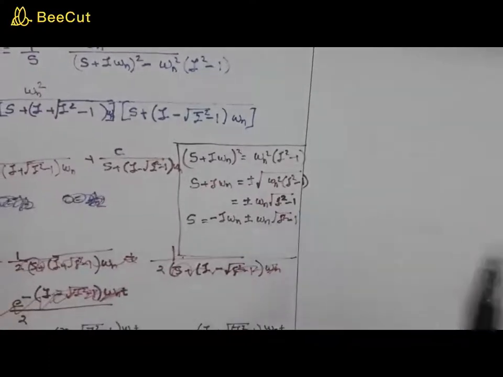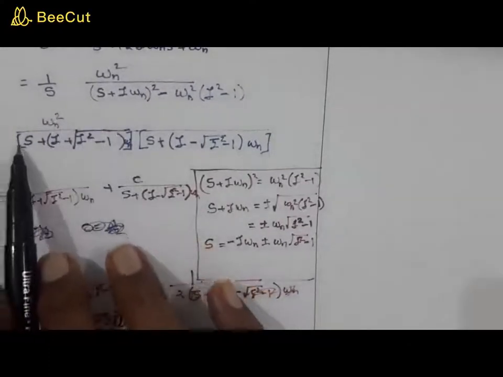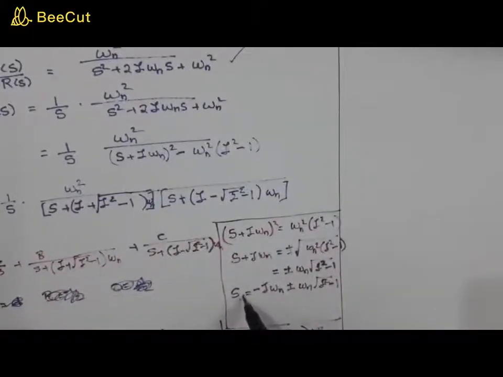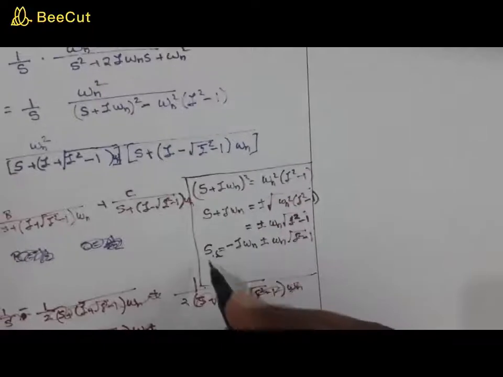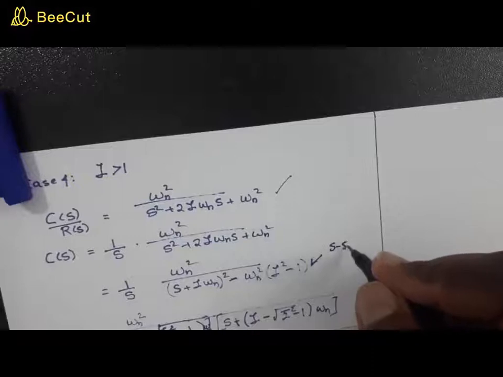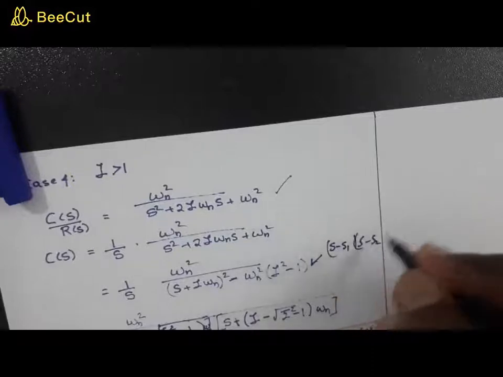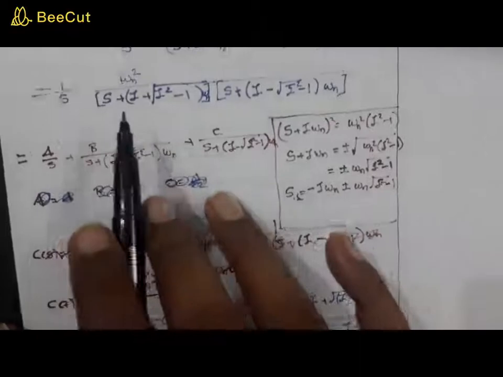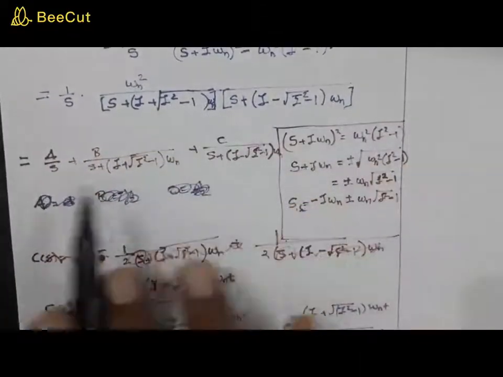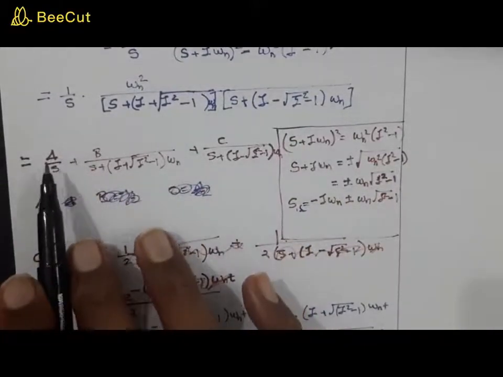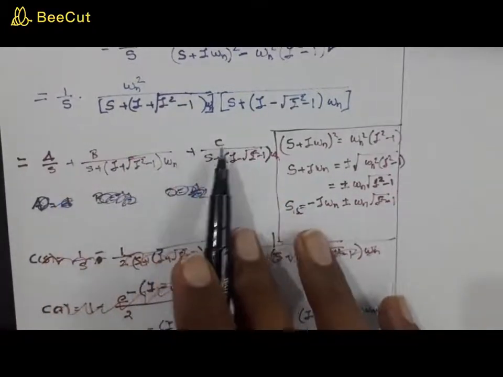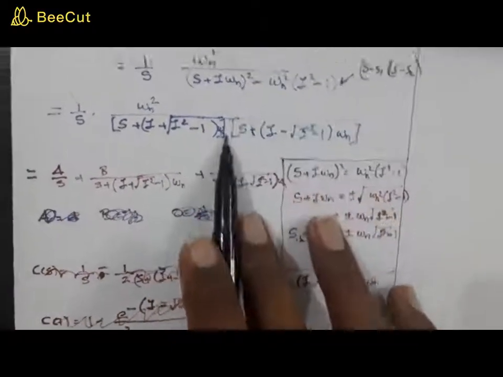You can call these s1 and s2, the two roots. So this term can be factorized and written as s minus s1 into s minus s2. In that way I have written it like this. Now this can be resolved into three partial fractions: a by s, plus b divided by s minus s1, plus c divided by s minus s2.